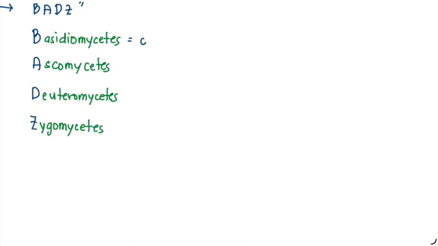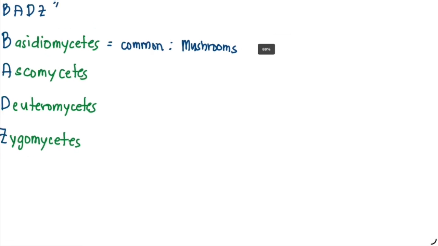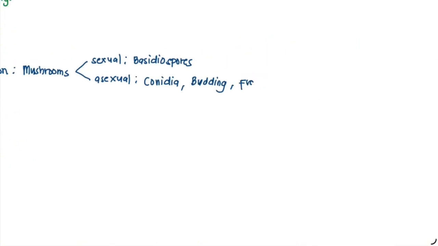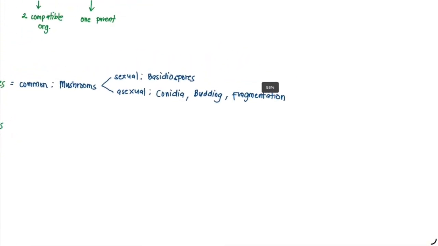Basidiomycetes tayo. It is actually common in mushrooms, no? Wherein, again, may asexual and sexual reproduction ito. No? For sexual, you have basidiospores. For asexual, one parent, via conidia, okay, budding, and fragmentation. Sige, explain ko itong tatlong ito. No? Asexual, one parent only ito.